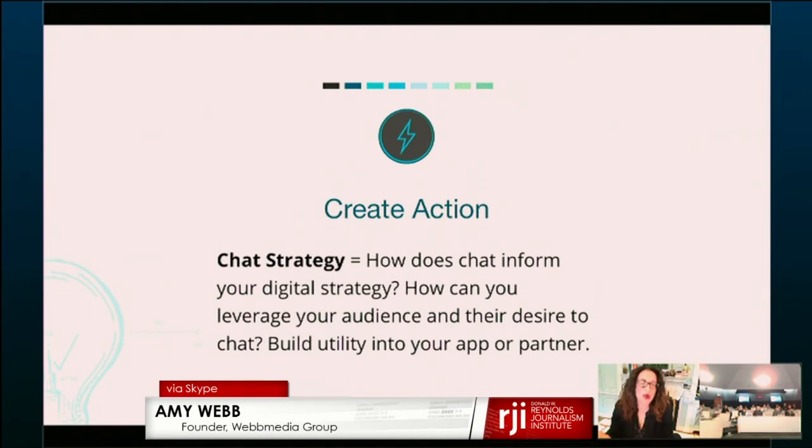So maybe it's time for news organizations instead to create the platform. So how does chat inform your digital strategy? How do you leverage your audience and their desire to chat? This would be a good year to start thinking through a possible chat integration and messaging strategy.